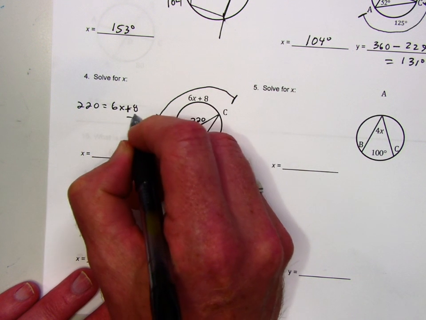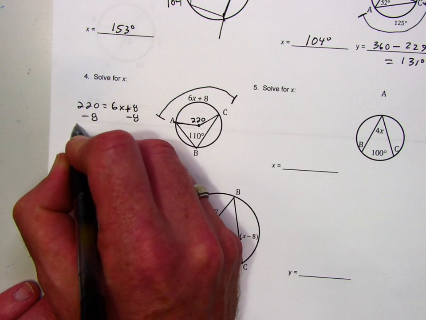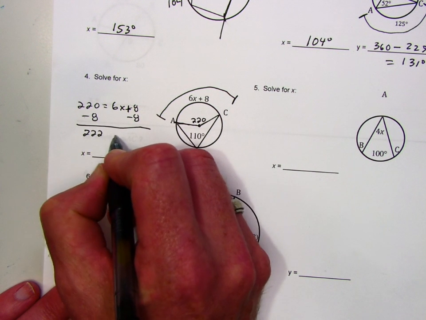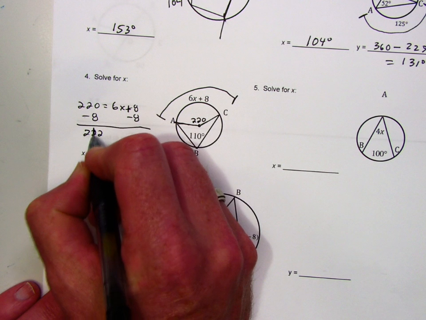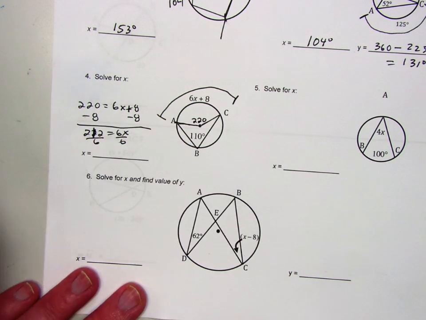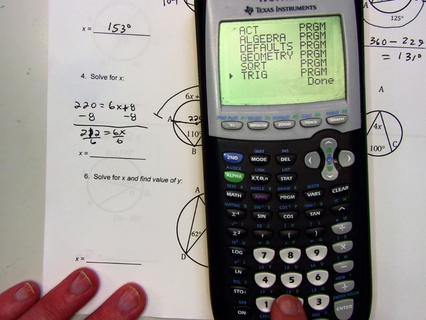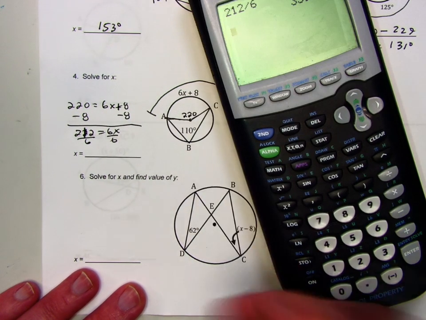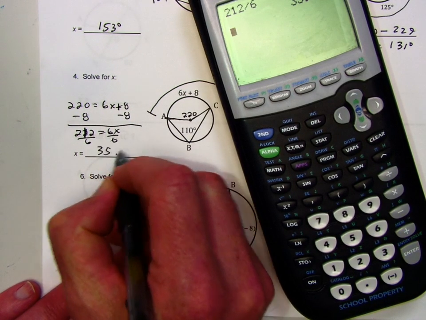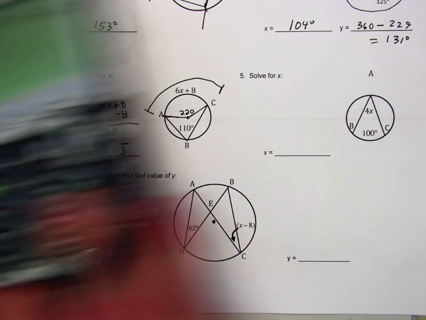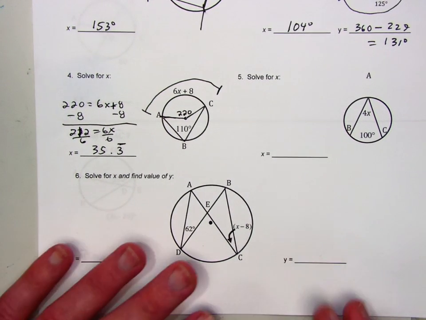Okay. I'm going to subtract 8, and I get 212 is equal to 6x. If I divide by 6, calculator right here, just to check it, 212 divided by 6, and I get 35.3 repeating. Okay? All right, so let's go on to number 5.